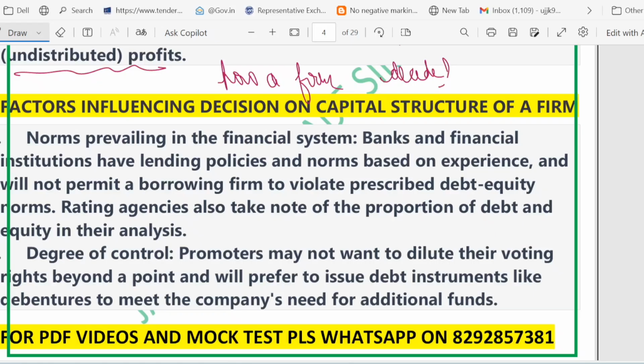So there is something called norms prevailing in the financial system. Basically, banks and financial institutions follow a strict rule, right? They have a strict lending policy. They will not allow a company to borrow beyond a certain limit. For example, they check the prescribed debt equity norms, the debt equity ratio, before giving the loan. Even the rating agencies look at this ratio before giving a credit rating, right? So that is what the norms prevailing in the financial system are, like debt equity ratio. Based on the debt equity ratio, they decide that this much loan should be granted to this particular company. They will not allow a company to borrow beyond the certain limit.